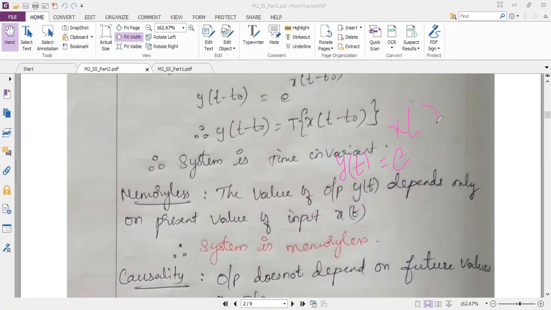So my answer is the output y of t depends only on the present value of x of t. Therefore, the system is memoryless. I hope you are all following and writing the problem in your notebook. If you do not write, definitely you will not understand. So problems you should solve along with me. So the system is memoryless.